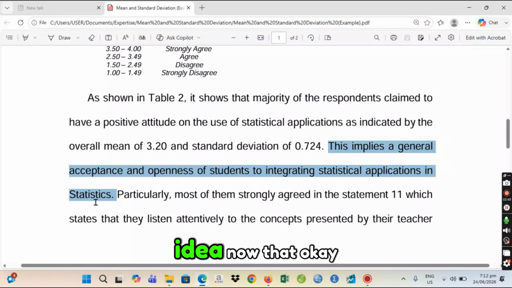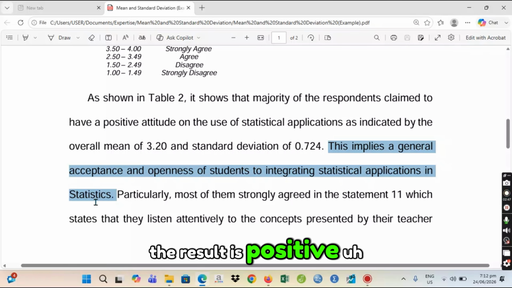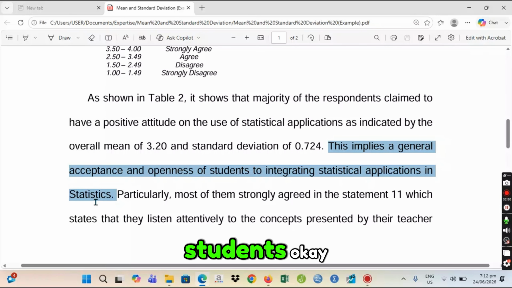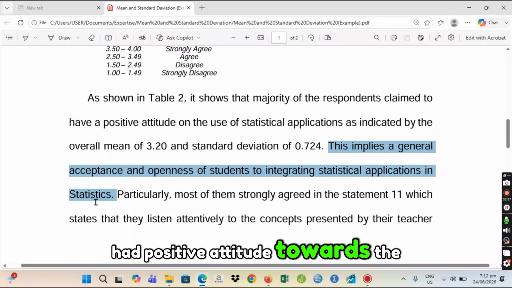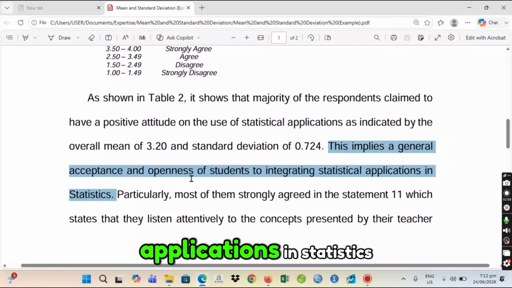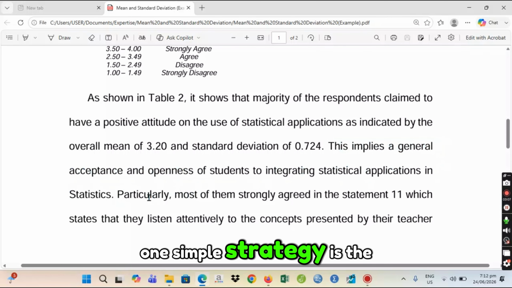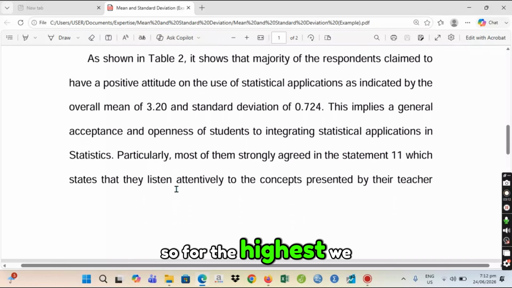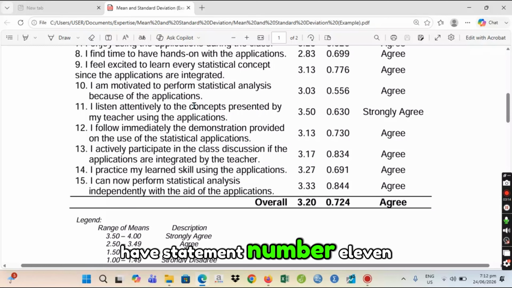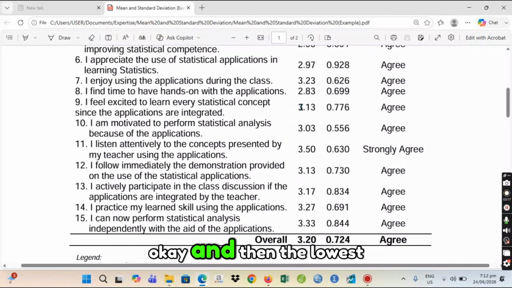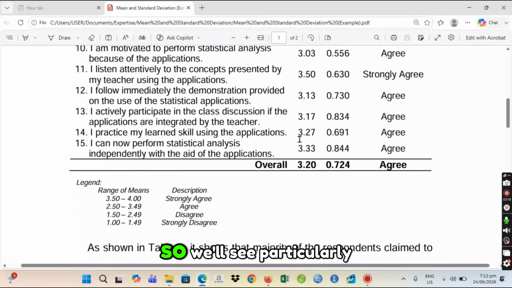So we have the idea now that the result is positive. Students agreed. Students had positive attitudes towards the use of applications in statistics. So we can focus next on the specifics. So one simple strategy is the highest and then the lowest. So for the highest, we have statement number 11, and then the lowest is statement number 8. So we'll see.